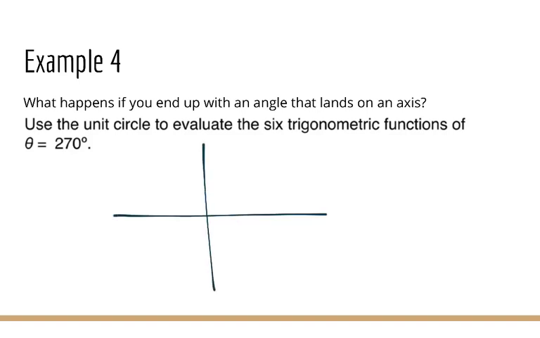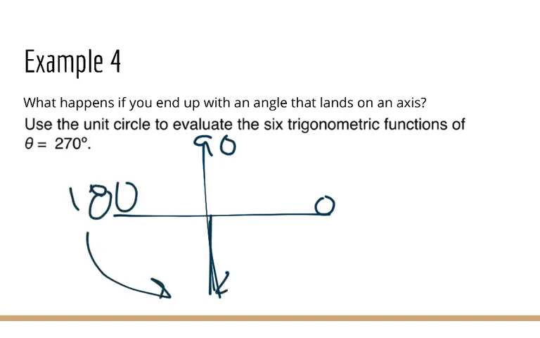Like, how about if I ask you to do all 6 trig functions for 270 degrees? Well, 270 degrees is right here. Remember, because this is 0, this is 90, this is 180. If you add another 90, you're at 270. Okay, so what are the coordinates there? Well, we know the coordinates would be 0, comma, negative 1, because you've gone right or left by 0, but you've gone down 1.